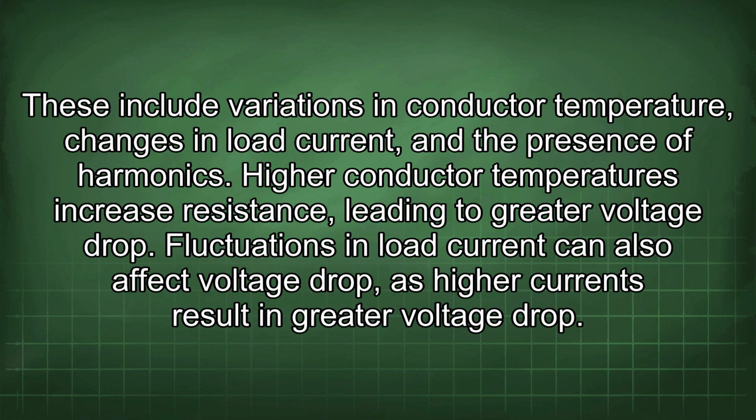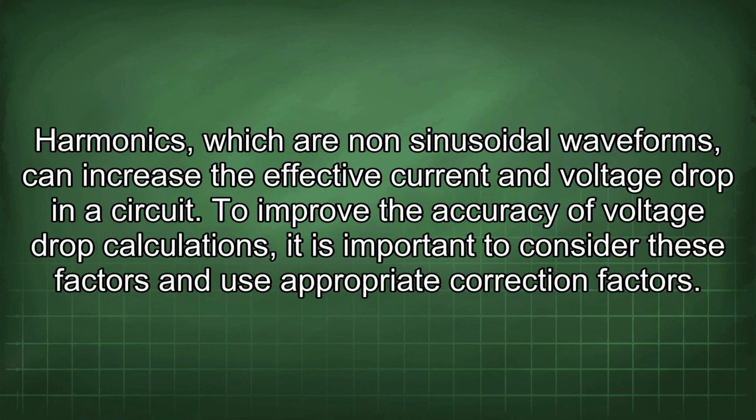These include variations in conductor temperature, changes in load current, and the presence of harmonics. Higher conductor temperatures increase resistance, leading to greater voltage drop. Fluctuations in load current can also affect voltage drop, as higher currents result in greater voltage drop. Harmonics, which are non-sinusoidal waveforms, can increase the effective current and voltage drop in a circuit.